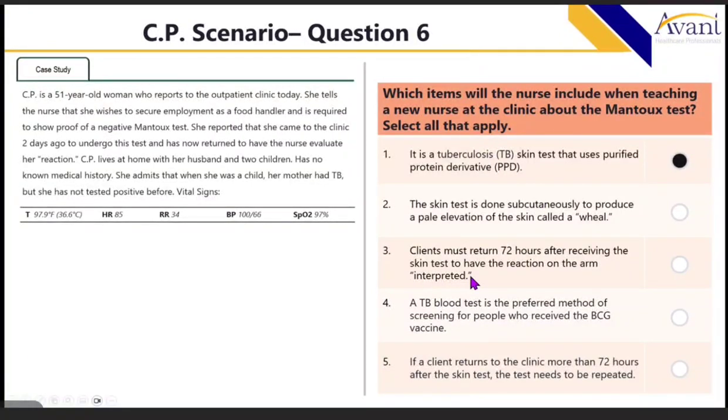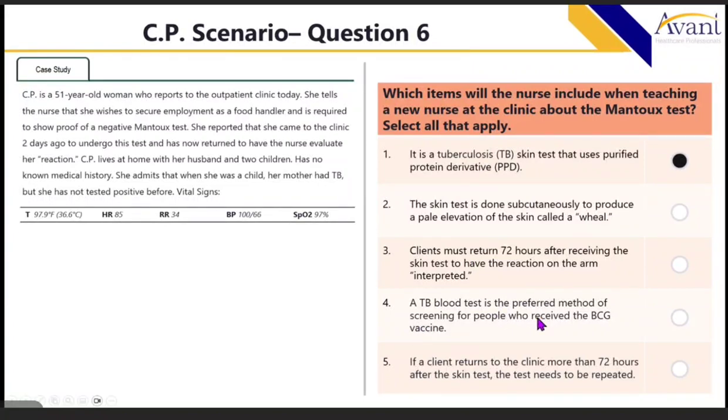Number 3, the client must return 72 hours after receiving the skin test to have the test interpreted. That is also incorrect, right? The person has to return after 48 hours, but before 72 hours, right? So we say 2 to 3 days. So it has to be before the 72 hours, but after 48 hours for it to be read.